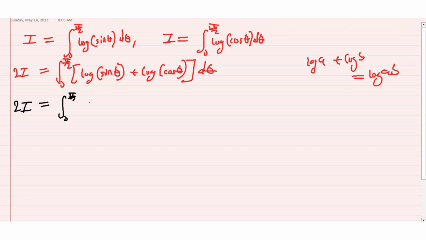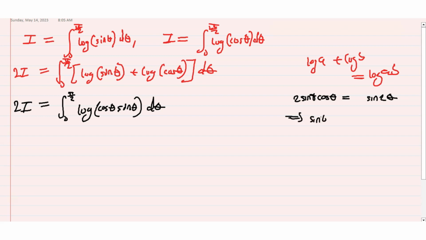Okay, wait, this is pi over 2. Let me write it well. So pi over 2 over the logarithm of what? Cosine theta sine theta d theta. Now notice that 2 sine of theta cosine of theta is just sine of 2 theta. So therefore sine of theta cosine of theta is just sine of 2 theta over 2.